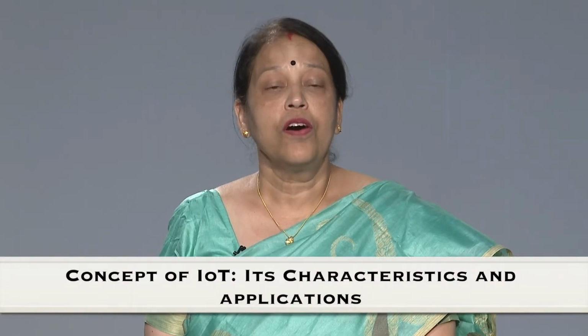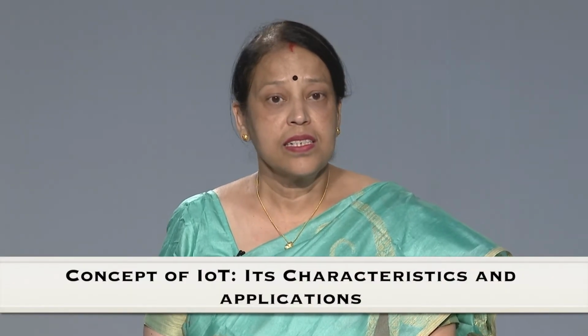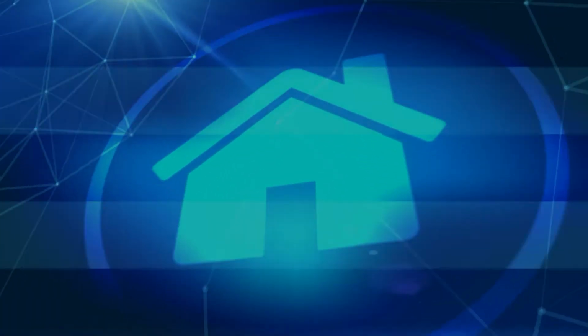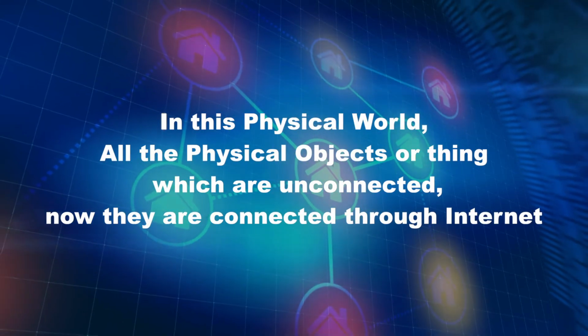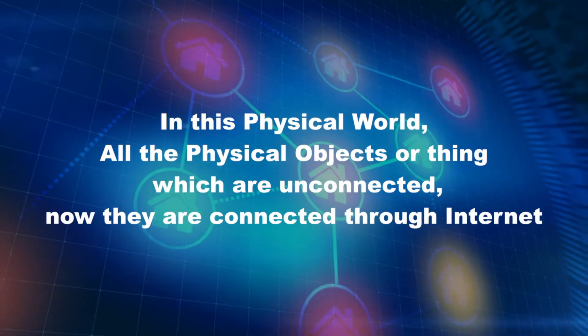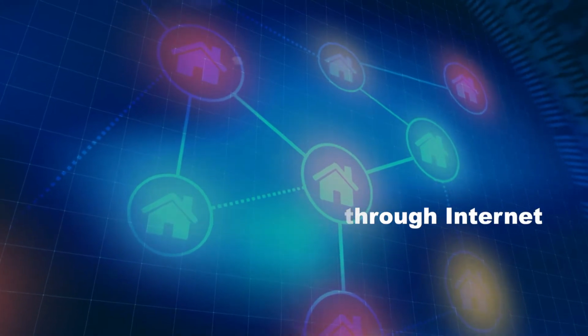In this video, I am going to teach the concept of Internet of Things, its characteristics and applications. The basic use of Internet of Things is to connect the unconnected things. In this physical world, all the physical objects or things which are unconnected are now connected through the Internet. Those physical objects or things enable us to sense and control the physical world by communicating and interacting with them, and by making them smarter and connected through an intelligent network.